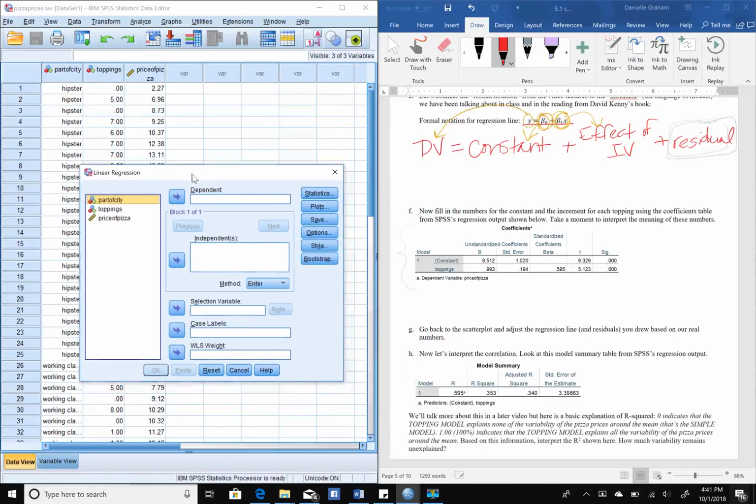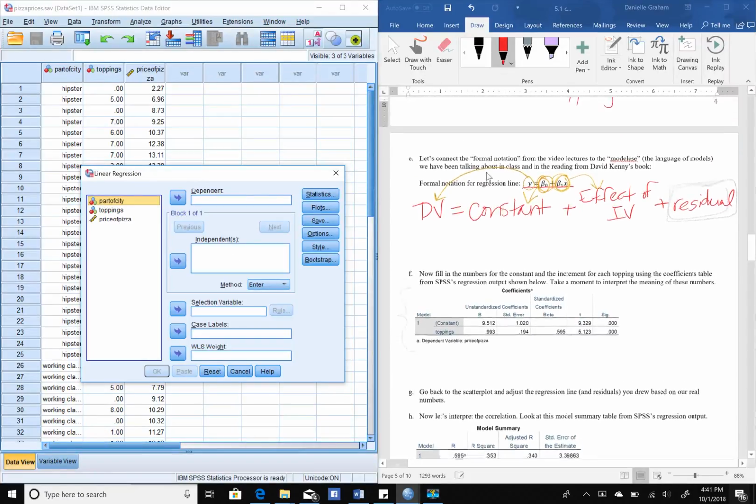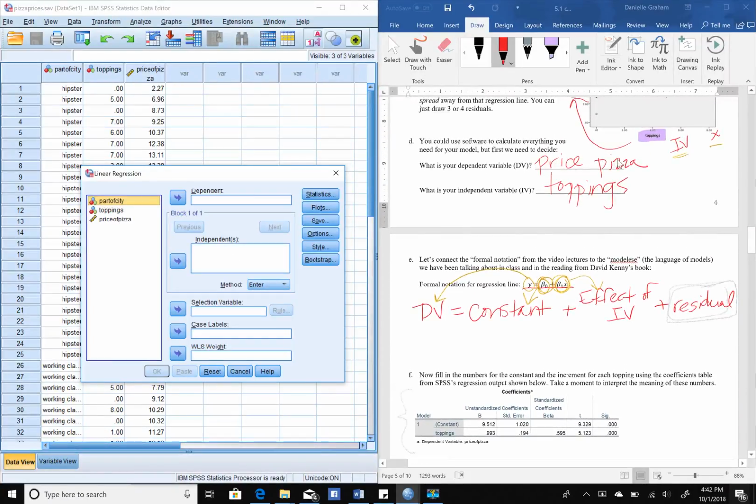Now we need to say, what is our dependent variable? What is our independent variable? We decided up above, dependent variable is price of pizza. So let me grab that and put it in dependent. And independent variable is toppings. So grab that and put it where it says independent. There's all sorts of other stuff we could do in here. We're not going to mess with that. We're just going to keep it basic. Click OK.